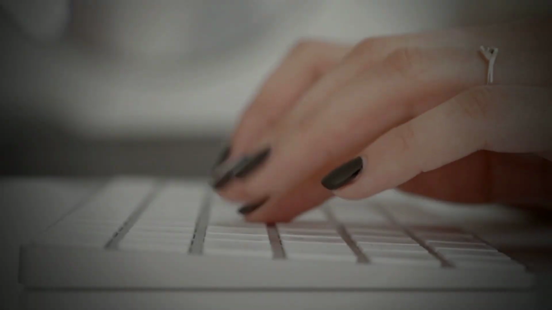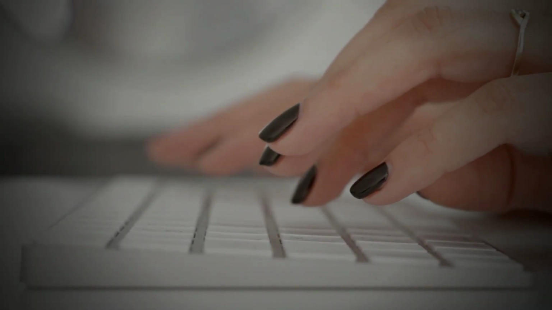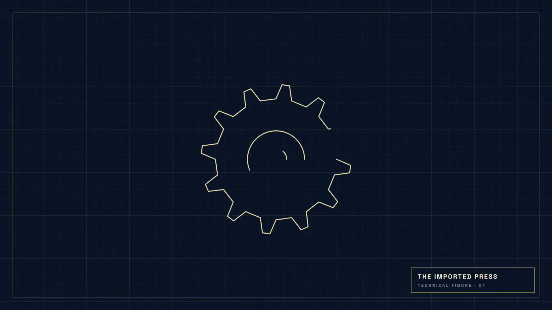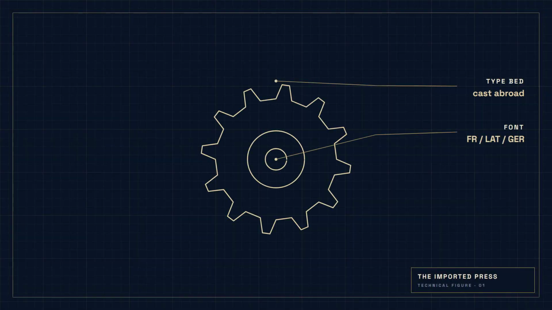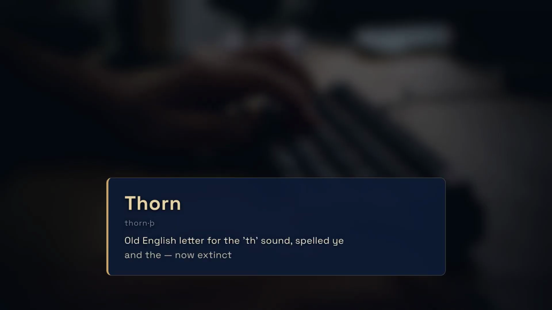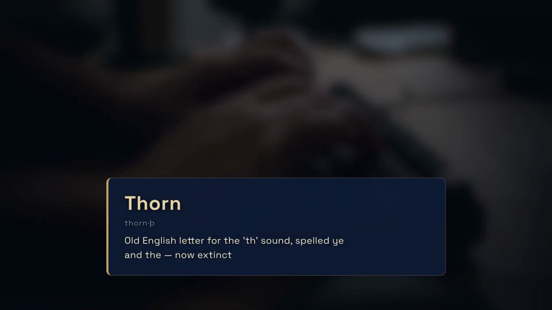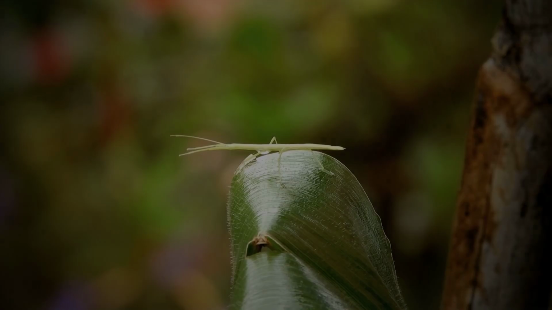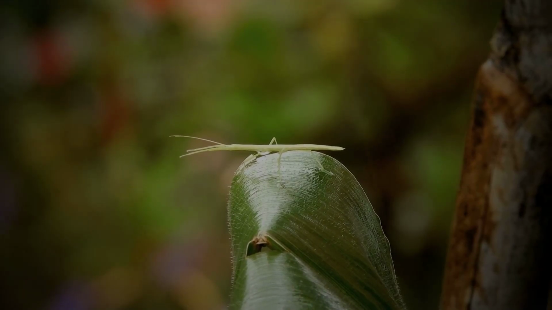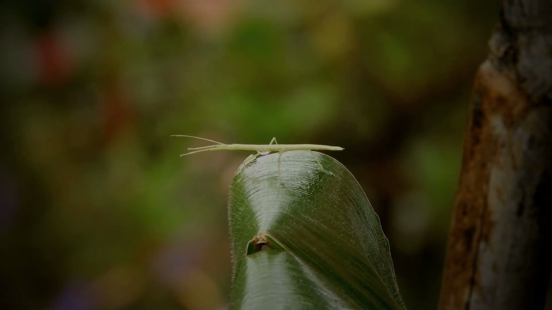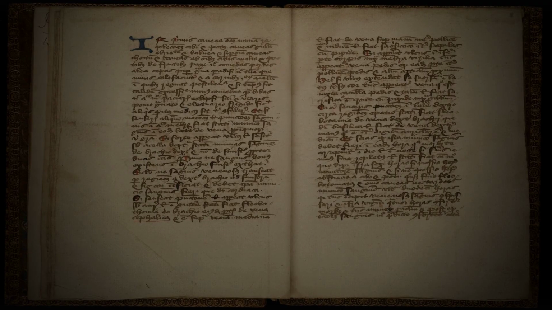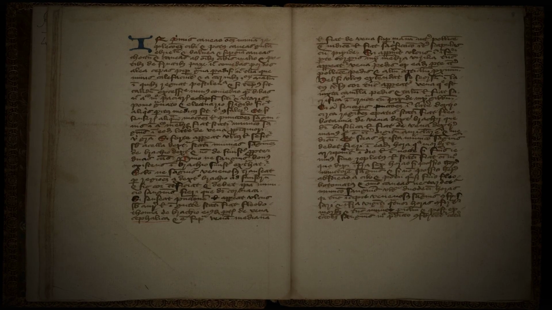It ran on physical metal type, imported from continental Europe, cast in fonts designed for French, Latin, and German. Those European fonts contained no thorn. There was no piece of metal shaped like that letter, because the printers who made the type had never needed one. So English printers, faced with a word that called for thorn, had to reach for a substitute. Sometimes they set the letters th, and sometimes, because the cursive thorn had come to look so much like a Y, they simply set a Y in its place.